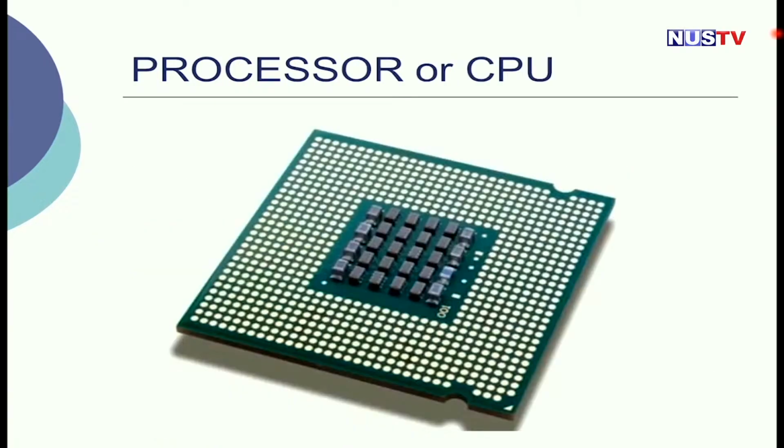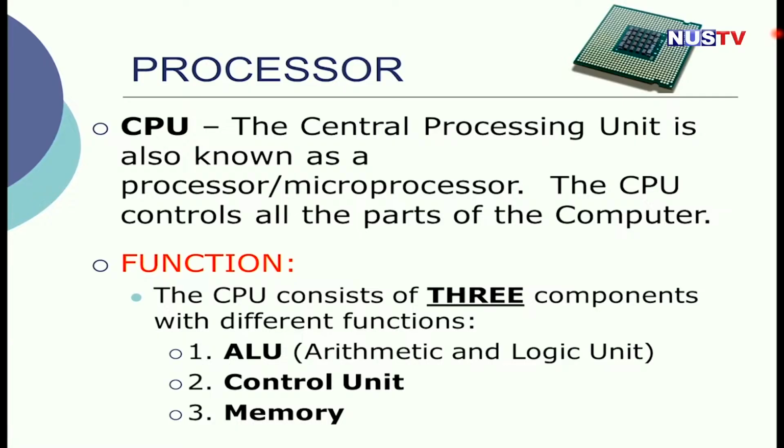Our next component is the processor. Some people call it a microprocessor too, and it's also called the CPU. Now the CPU is also known as the central processing unit. And what the CPU does is it controls all the parts of the computer. So if it wasn't for the CPU, we wouldn't have processing taking place in the computer. The CPU controls all parts of the computer, and it processes all the information and data that comes into a computer.